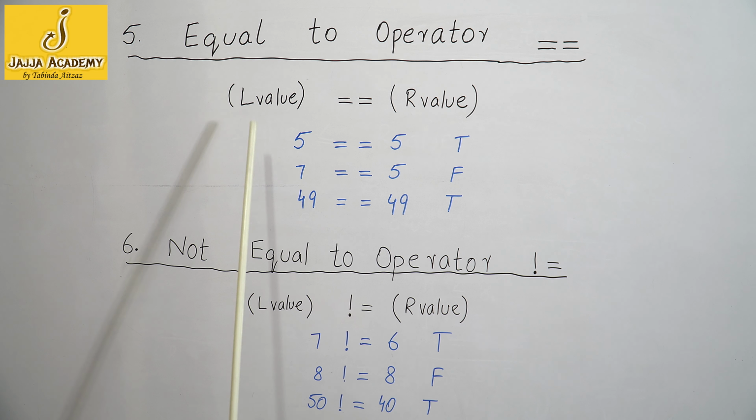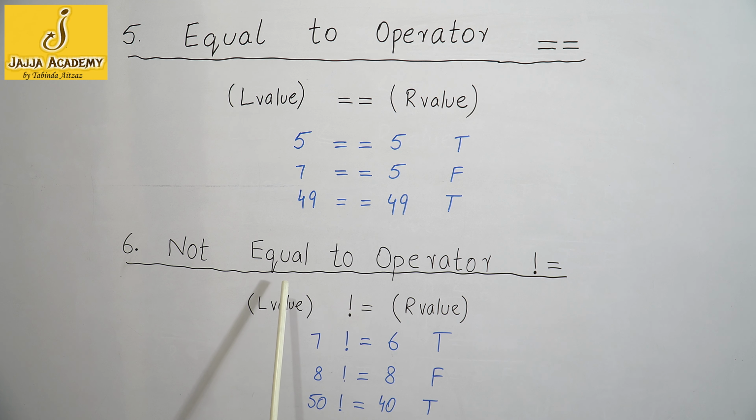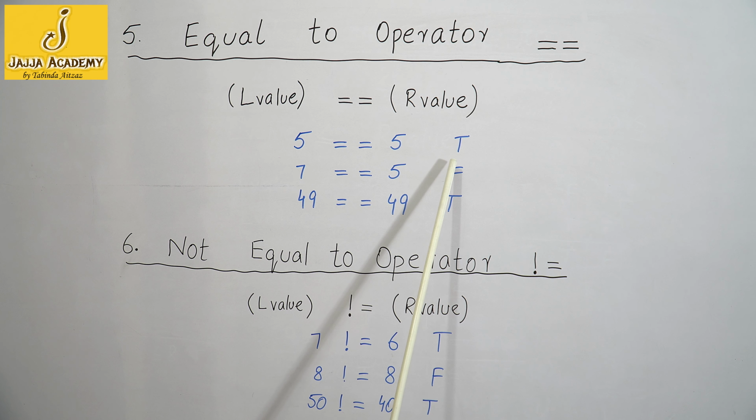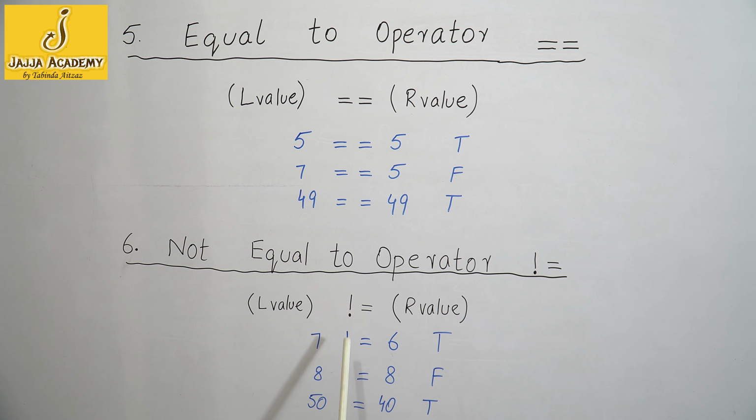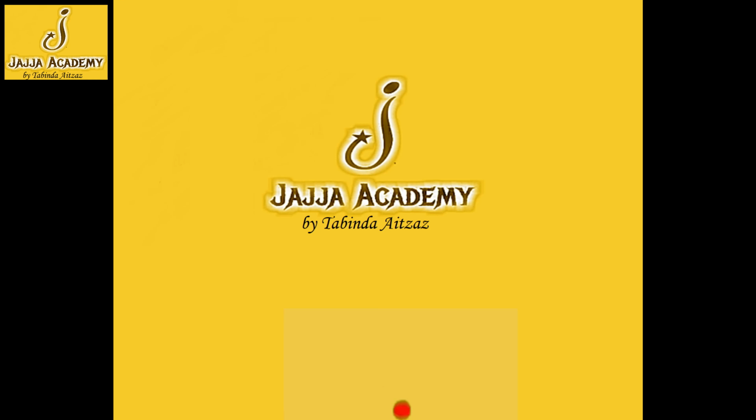So the difference between the equal to operator and the not equal to operator is that the equal to operator returns true if both sides are equal, but the not equal to operator returns true if both sides are not equal. These were the basic concepts of different relational operators used in the C language.